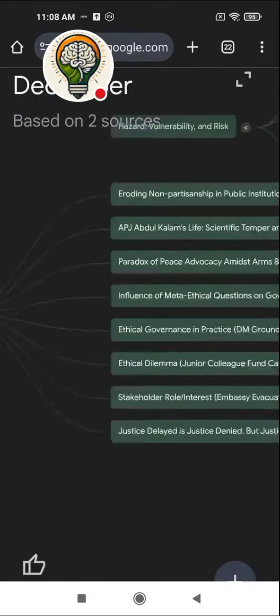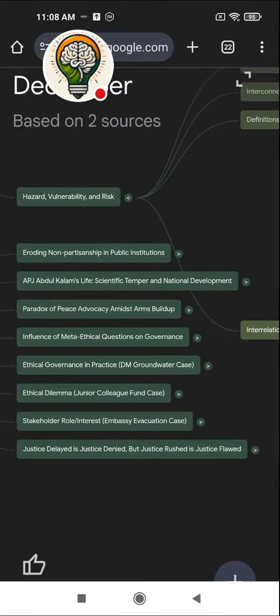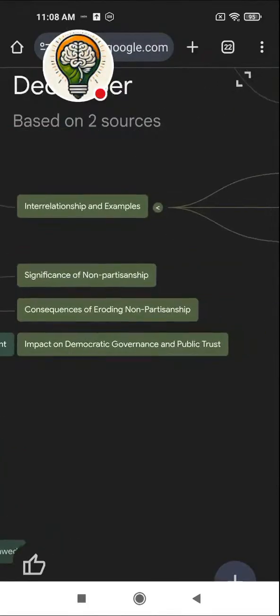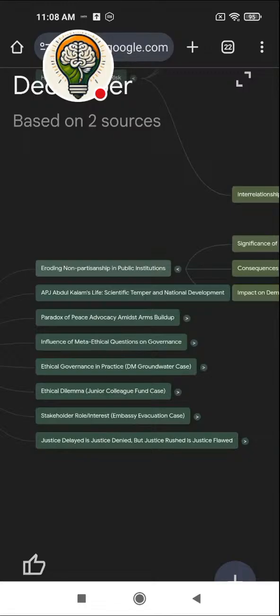Then comes the theoretical question, the eroding non-partisanship in public institution. So significance of non-partisanship as the reliability, credibility, trustworthiness, and the consequence of eroding the non-partisanship, and impact on democratic governance and public trust. And then the observed scientific temper and national development.